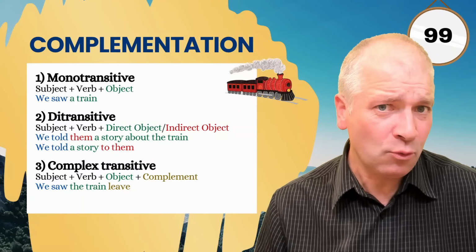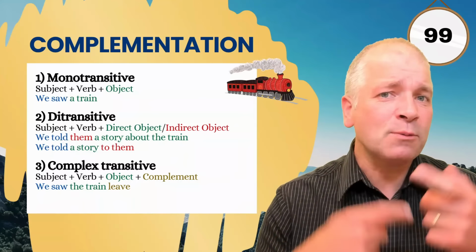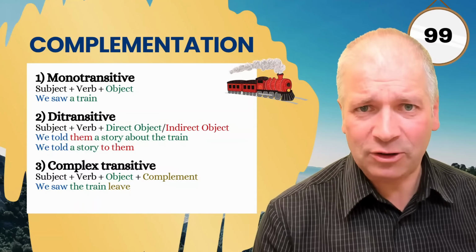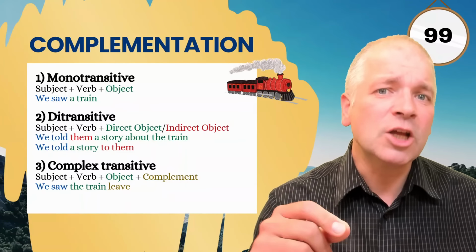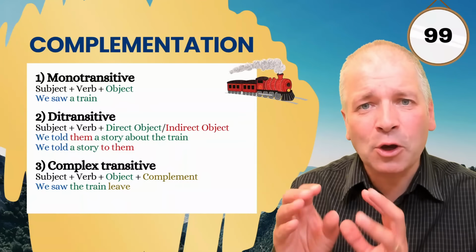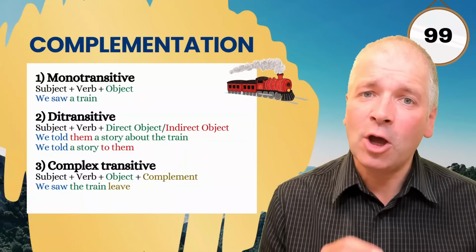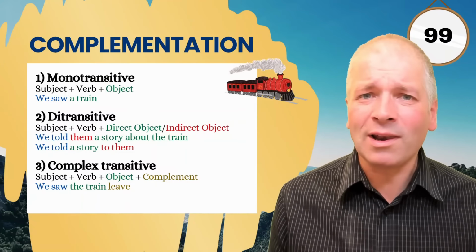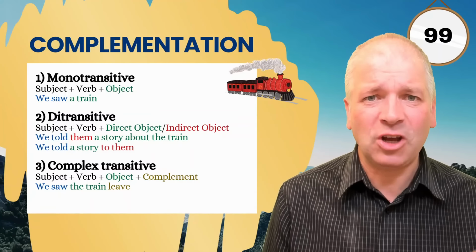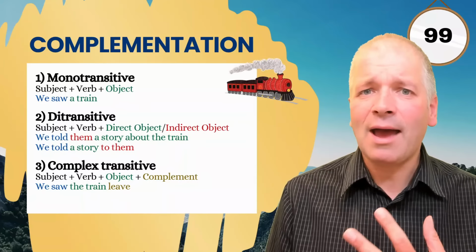Who did we tell a story to? Them. But if we switch the order around, we have to have to before the indirect object. We told a story to them. We could also have complex transitives, where you have a complement that describes the object. We saw the train leave. What left? The train. And you could also use copular verbs, subject, verb, complement. I am tall.